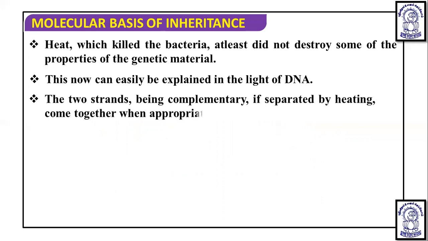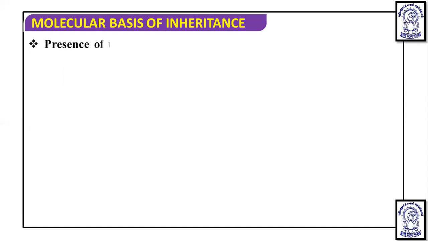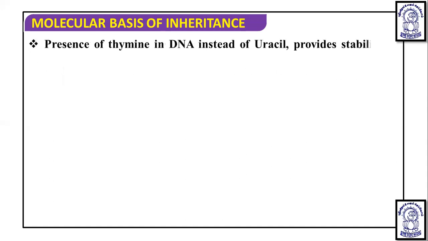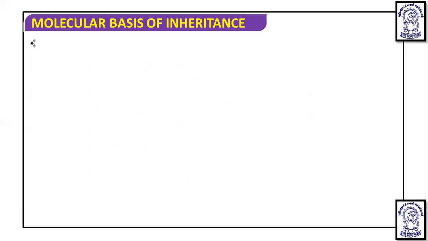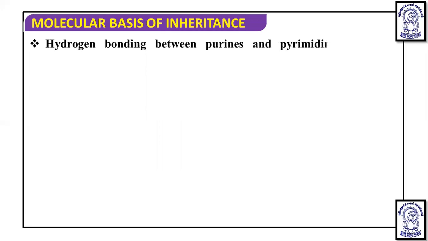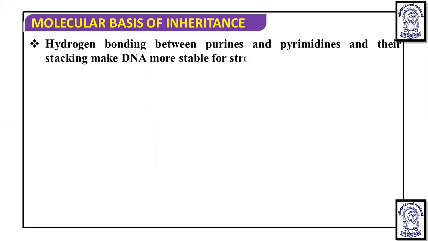The two strands of DNA being complementary, if separated by heating, they come together when the appropriate conditions are provided. And the presence of thymine in DNA instead of uracil provides additional stability to the DNA. So due to this, it is more stable. The hydrogen bonds between purine and pyrimidine and the stacking of one base pair over another base pair make DNA more stable for storing genetic information.